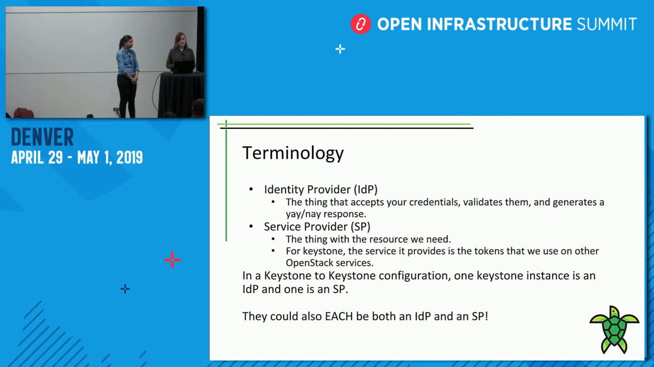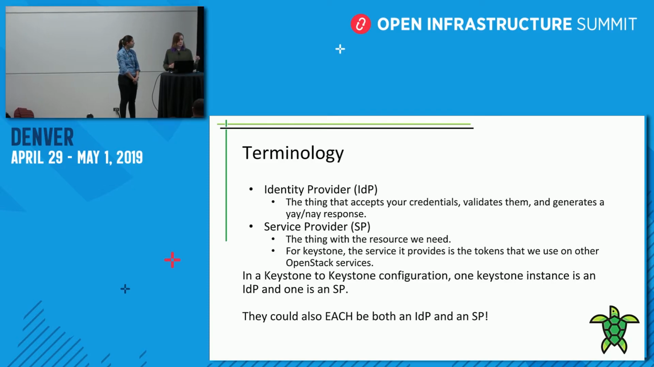So now I'll start into the more technical deep dive. So some of the terminology that we're going to talk about today when we talk about this Keystone to Keystone configuration. First of all, the identity provider is that thing that accepts your credentials, it validates them, generates some sort of yes or no response about whether this user really is authenticated. And it returns some attributes about you, like your username or your display name, or also some authorization attributes, like maybe what groups you're a member of. And then the service provider is the thing with the resource that we need. In this case, the service is Keystone, and the resource we need is Keystone tokens. And those tokens can then be used to authenticate with other OpenStack services.